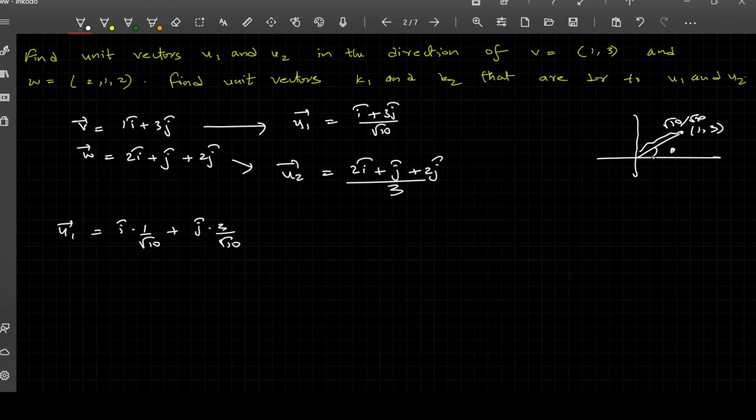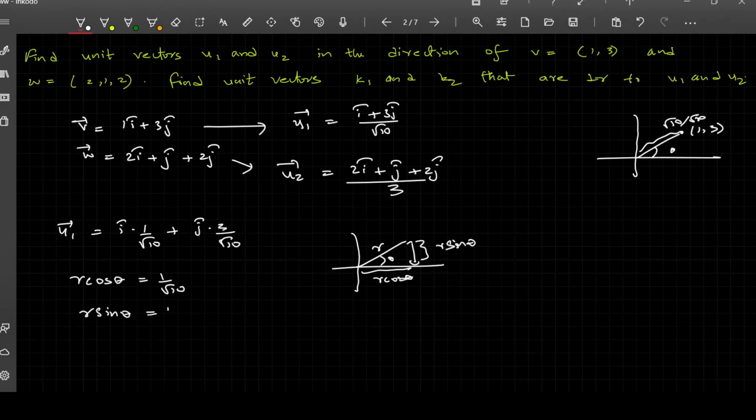If I take it this way, and this distance is r, we know r is equal to 1 in this case, and this is theta, so this distance is r cos theta, and this is r sin theta. So the x coordinate can be represented as r cos theta. So r cos theta is equal to 1 by root 10, and r sin theta is equal to 3 by root 10. Fine. So the vector is 1 by root 10 cos theta and 3 by root 10 sin theta.